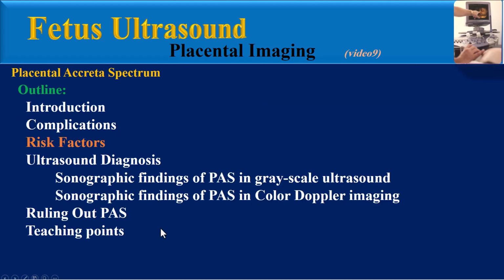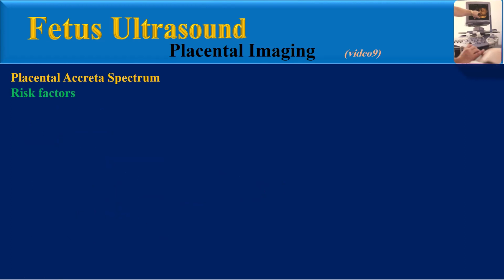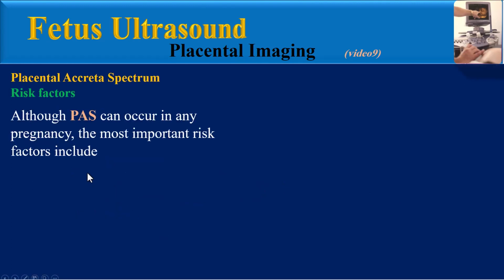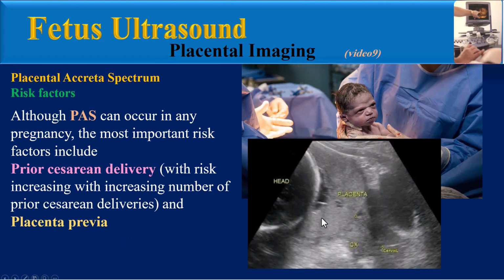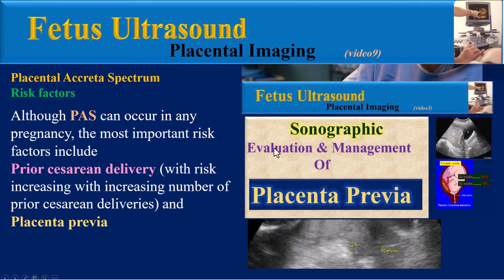What are the risk factors of placenta accreta? Although placenta accreta spectrum can occur in any pregnancy, the most important risk factors include prior cesarean delivery, with risk increasing with increasing number of prior cesarean deliveries, and placenta previa. You can find a full explanation about placenta previa in another video of this video series.